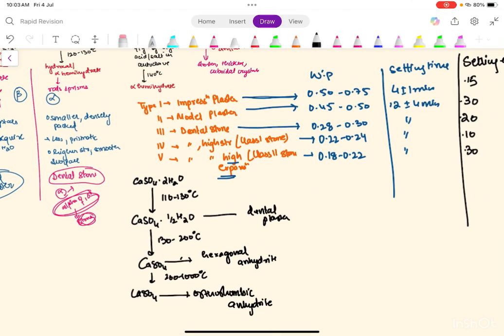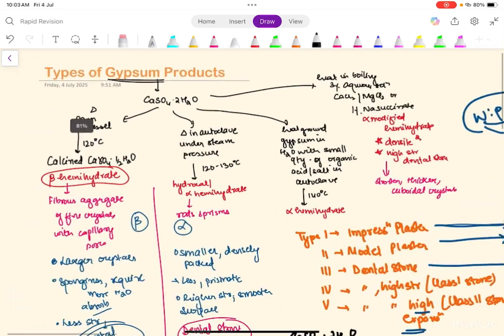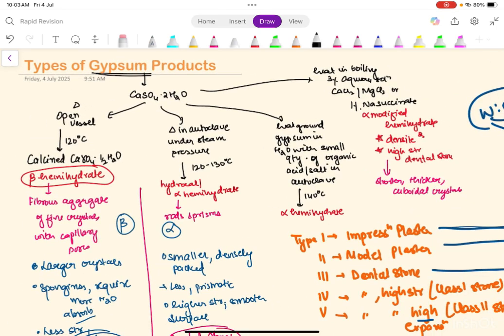So this much is important for the introduction. In the next video I'll cover the theories of setting expansion, the wet strength, dry strength, setting time, and mixing time.